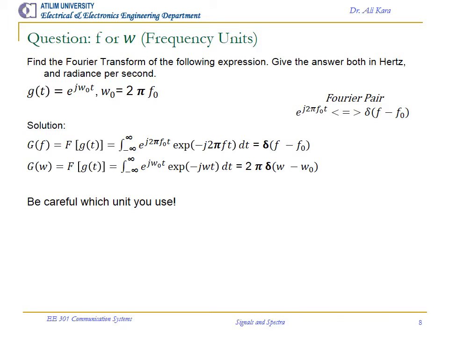Question: f or omega, frequency units. Find the Fourier transform of the following expression. Give the answer both in hertz and radians per second. g(t) is equal to e to the power j omega 0 t. Solution: G(f) is equal to Dirac delta of f minus f0. G(omega) is equal to 2π Dirac delta of omega minus omega0. Be careful which unit you use.